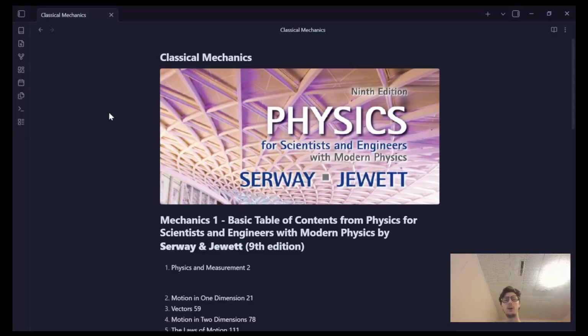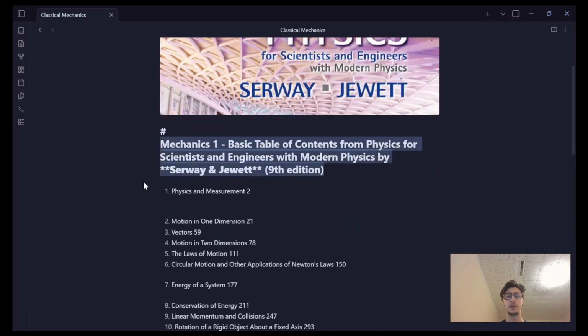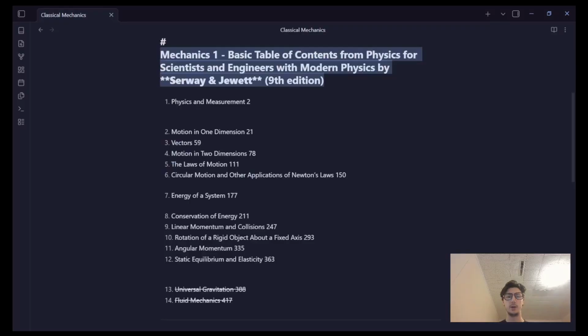All right, so I have the table of contents and notes over here in an app called Obsidian. You can see I have a picture of the 9th edition, pretty much the same as the 10th edition, don't stress about it. Here is the title of the book, and here we have the content. So I've split it up.